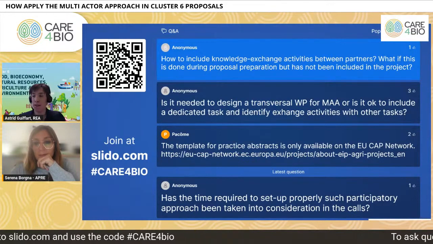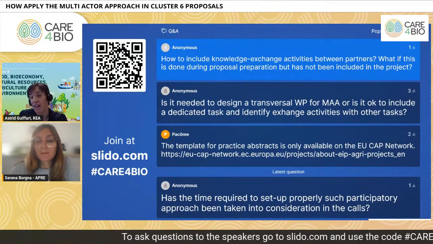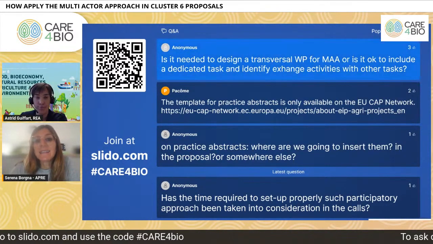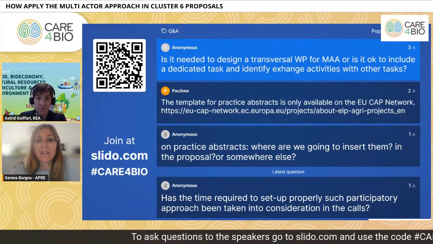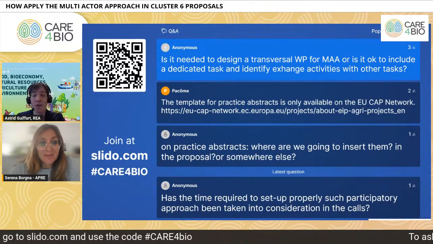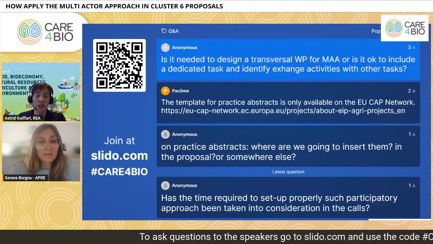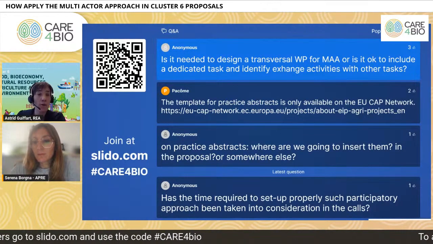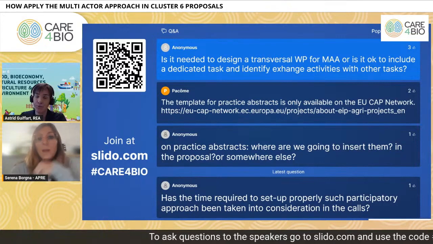So indeed, this is something that you have to consider, that it is demonstrated at proposal level, but also within the task and the activity of the projects. Yeah. Thank you. And in your experience, is it needed to design a transversal work package for a multi-actor approach, or is it okay to include a dedicated task and identify exchange activities with other tasks? Well, I would say it really depends on the proposal, but having a separate work package, I would not see it so justified, because the multi-actor approach is a core part of the proposal, so it's essential, so it should be everywhere. But indeed, to have these co-creation activities, this exchange, and so on, it can be done in some tasks. Okay.